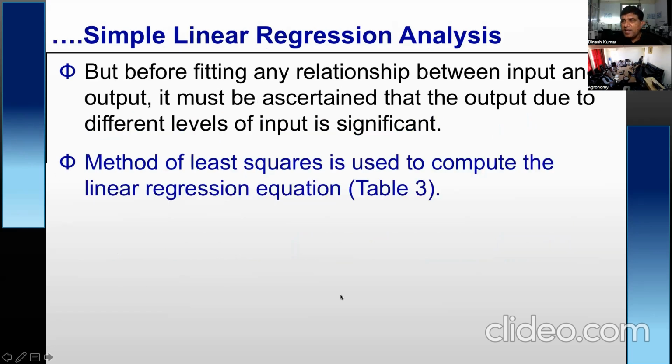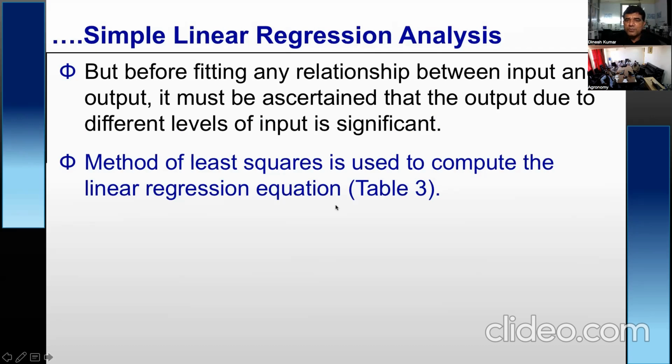But before fitting any relationship, it must be ascertained that the results are significant. I told you that when you have recorded data from the field, the data must be tested for ANOVA. Analysis of variance must be accomplished. And then if our data is significant, if the F-test, that is, the variance ratios, are significant, then we can go for correlation and regression analysis.